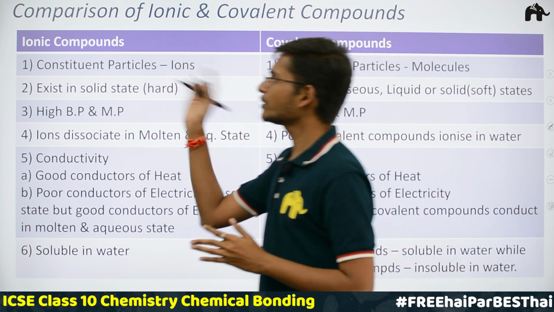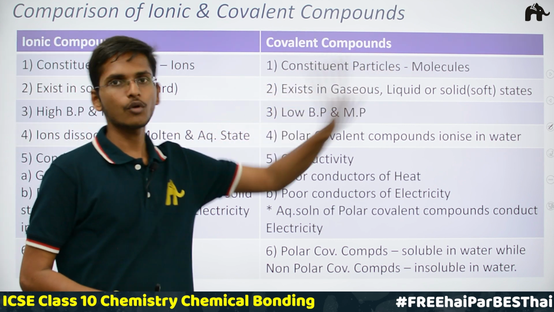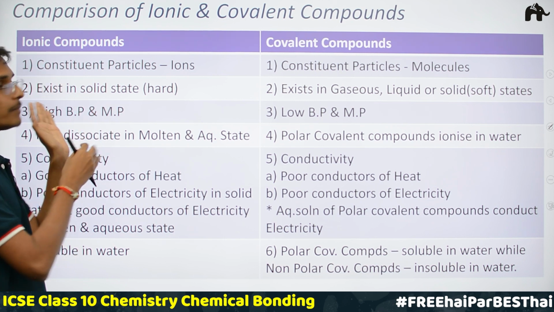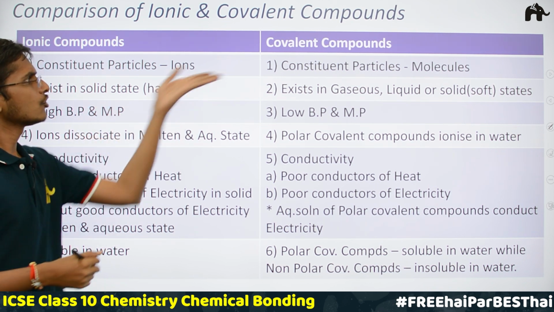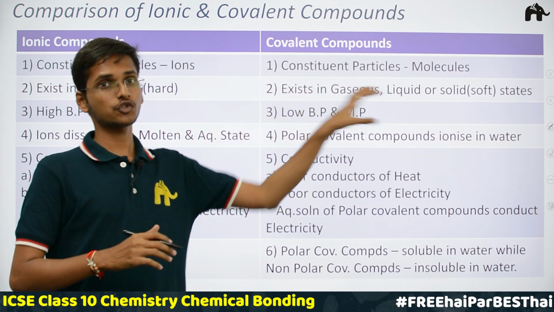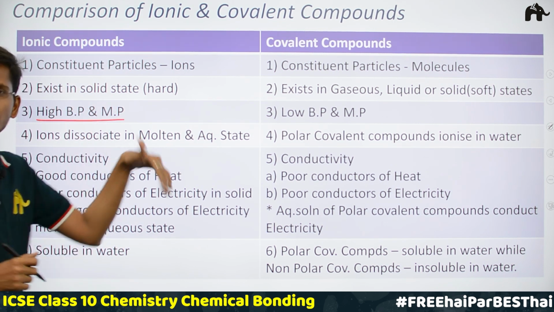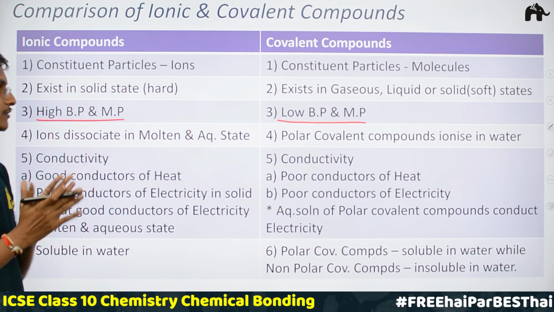The first property we have learned: in ionic compounds the constituent particles are ions, in covalent compounds the constituent particles are molecules. That was the first comparison. Then ionic compounds exist in the solid state, they are hard solids. Covalent compounds exist as gases, liquids and solids, but these solids are soft, as we just studied. Then ionic compounds have high boiling and melting points, covalent compounds have low boiling and melting points. All these things we have studied along with the reasons as well.